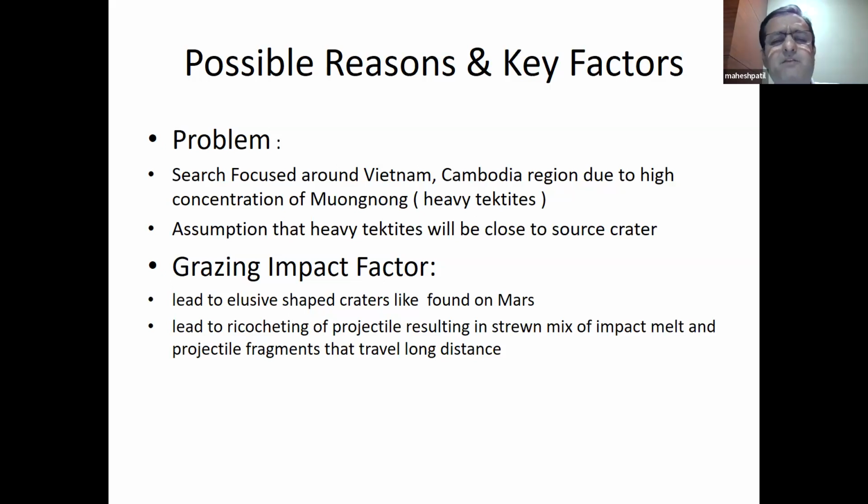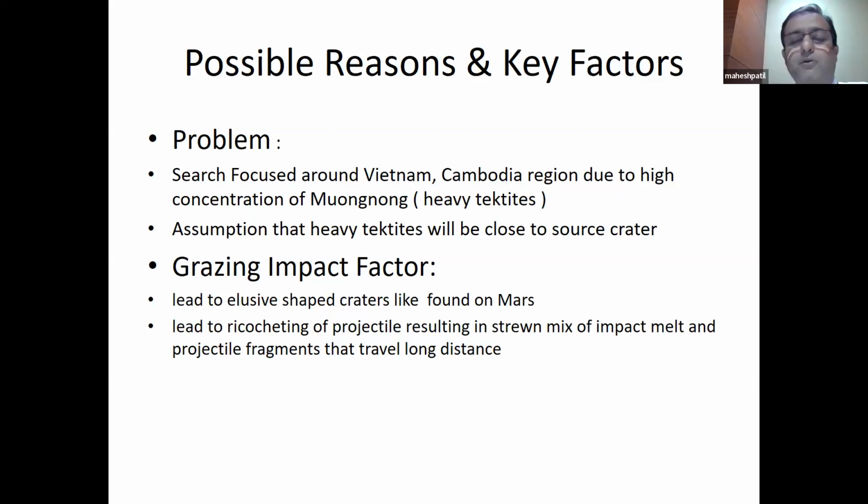Second is the grazing impact factor. Since the grazing impact possibility is so low, people have not studied grazing impact in detail. Schumacher was studying it in detail, and Skulls had studied it in detail, but not too many people have focused on this particular kind of distribution. So when we search for craters, most scientists believe it has to be circular, and there comes the problem, because we are not getting any circular structure even today.